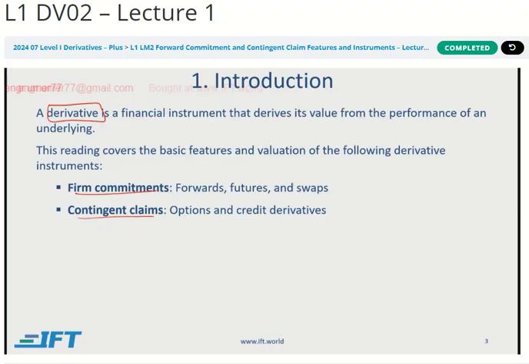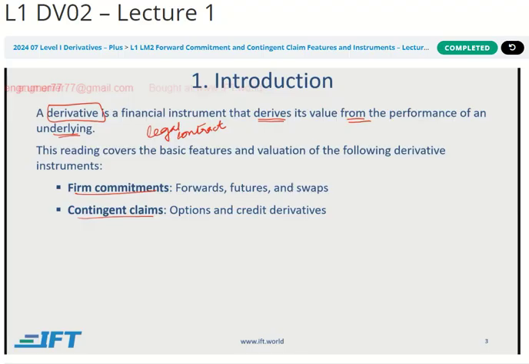Before I get into the difference between these two, let me re-emphasize the word derivative and where it's coming from. A derivative is a financial instrument, which is actually a legal contract, which derives its value from the performance of an underlying asset, and hence it is known as a derivative because it derives its value from an underlying asset.